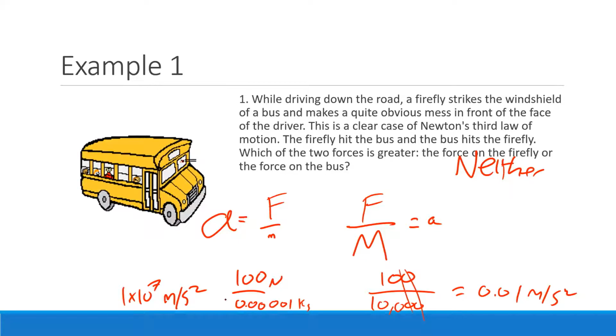I may have got that wrong, but you can see which one's going to be much larger. But the force is the same. That's what I was trying to get across.